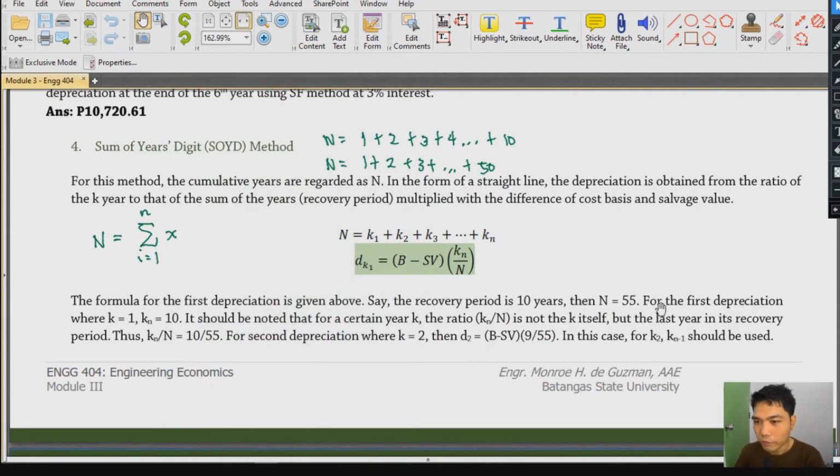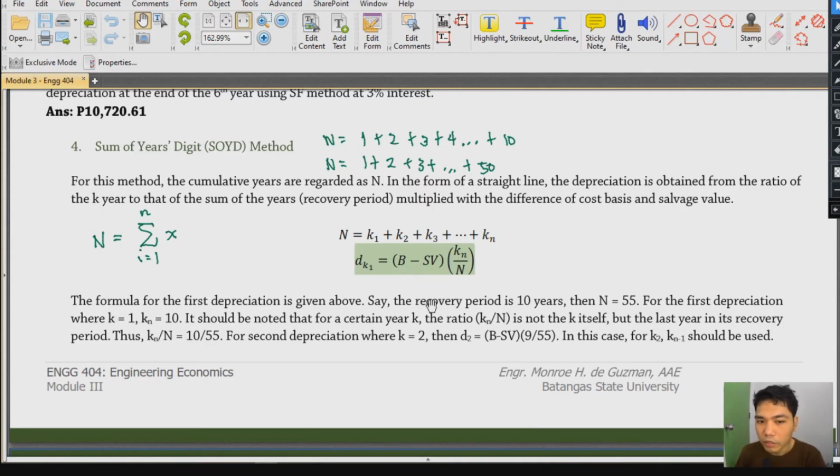Now after that, for the first depreciation, where k is equal to 1, k sub n is equal to 10. So this is what comes as a tricky part here. When k is equal to 1, so that means parang first year mo siya, your k sub n would be equal to 10. So it's like parang kabaliktaran, no? You start with 1 or the first period, pero yung k sub n mo would be the last digit of your period. So it's like the last year.